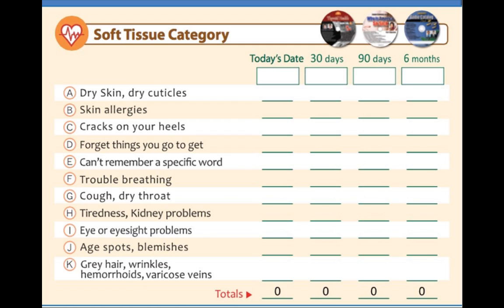Now, let's go through and see, have you ever had, and you can raise your hand, has anybody here ever had dry skin? Dry skin, dry cuticles, skin allergies. Here's one, cracks on your heels.